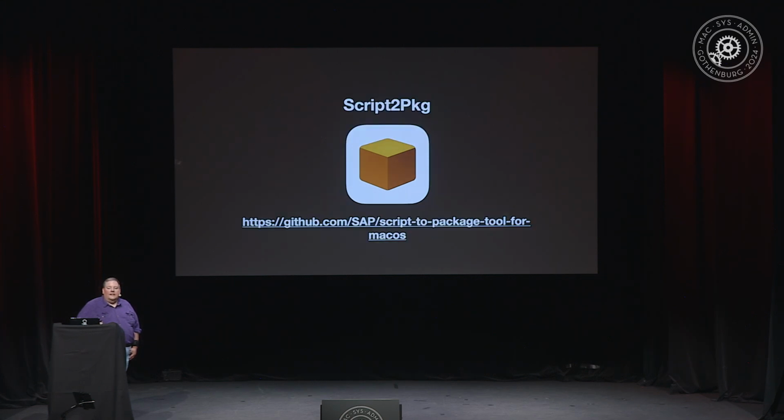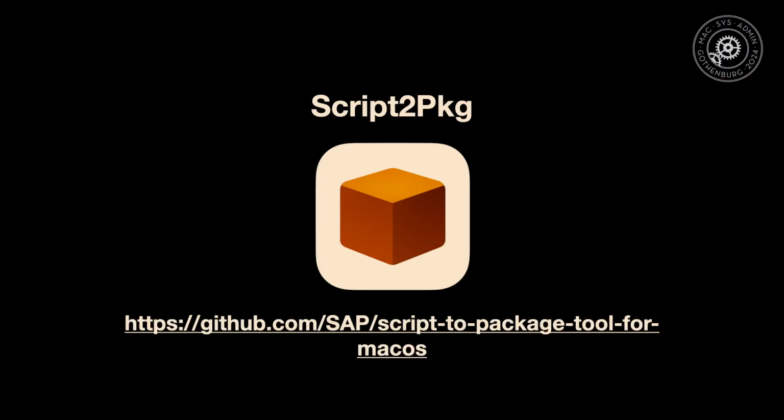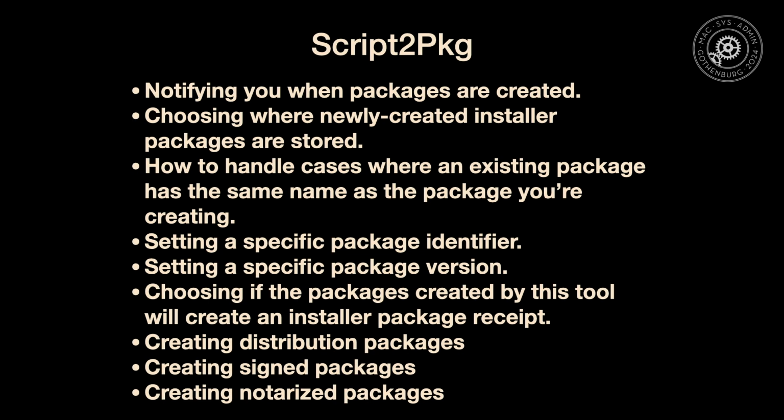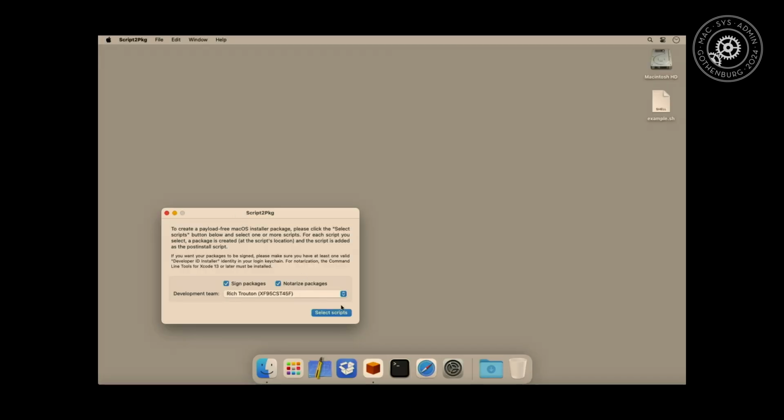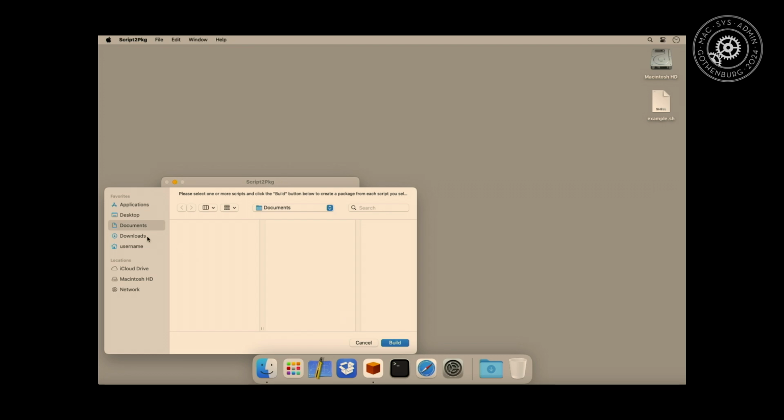So I would like to close out by discussing a tool called Script2Package, which is an open source app developed by my former team at SAP, and it uses pkgbuild and other Apple tools to build payload-free packages. So it is available for download via the link on the screen. And the reason I want to talk about it is that it has a number of features that can make your packaging life easier, including options to build payload-free packages that come with or without package receipts, and also choosing whether or not you want to build component packages or distribution packages. So let's take a look at how it works.